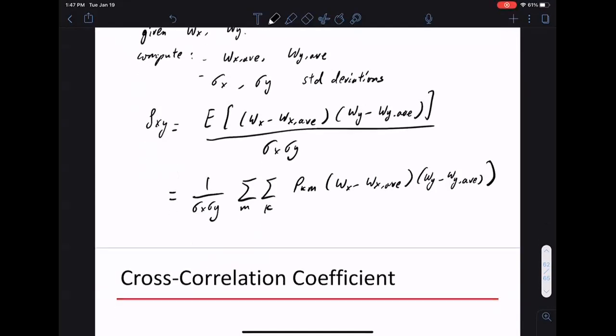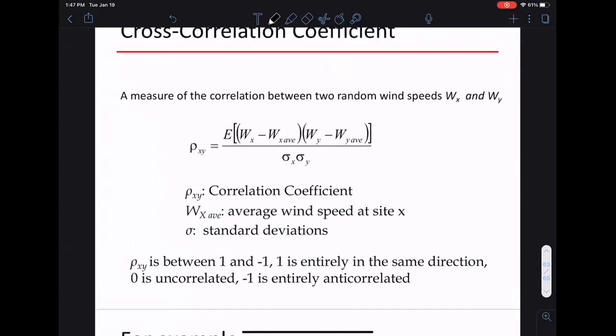The important thing is that this is a number between -1 and 1. It turns out this number is bounded between -1 and 1. Being 1 means they're entirely correlated. They move in the exact same direction: when one is large, the other is at its maximum. Being -1 means they're entirely moving in different directions: one is large, the other one is small. If they're 0, they're not correlated. What one does has nothing to do with what the other one does.